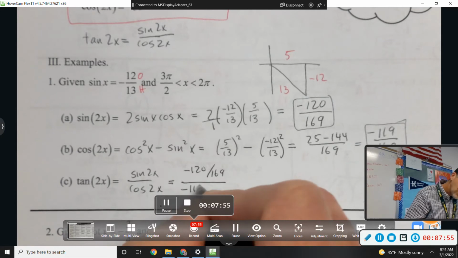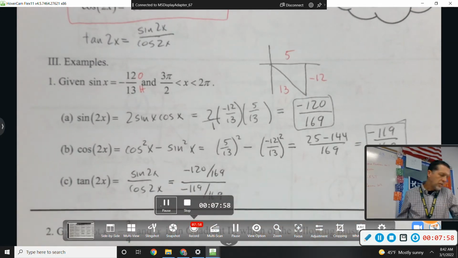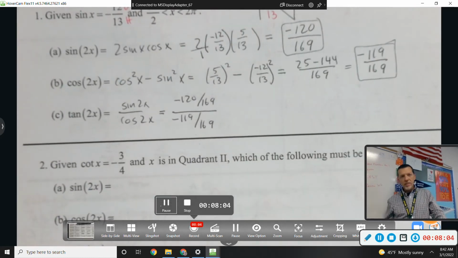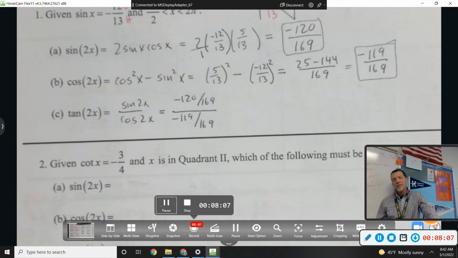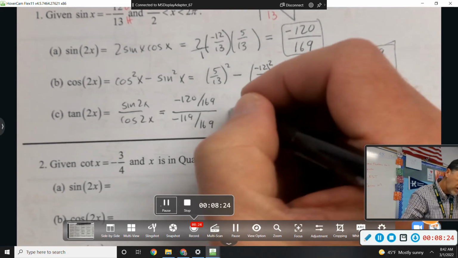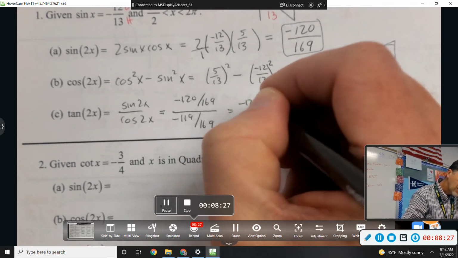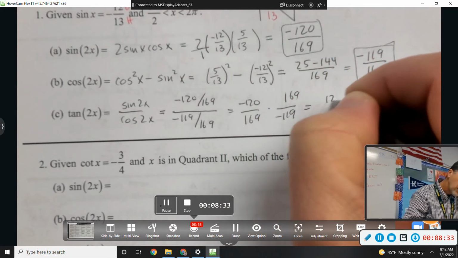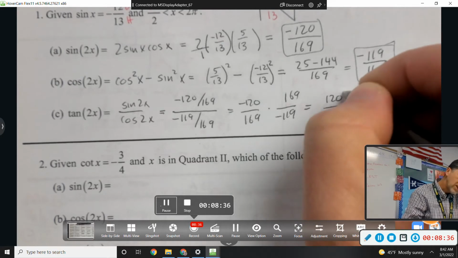Cosine is negative 119 over 169. Times by 169. So you could multiply by 169 over 169. There's like 3 different ways to go here. Just cross it out. You can multiply top and bottom by 169, and they'll cancel. You can cancel them if you know what you're doing. That's really not recommended. Or you could keep it, change it, flip it. That's probably the safest way. Either way, the 169s are going to cancel. So keep it, change it, flip it. 120 over 119.